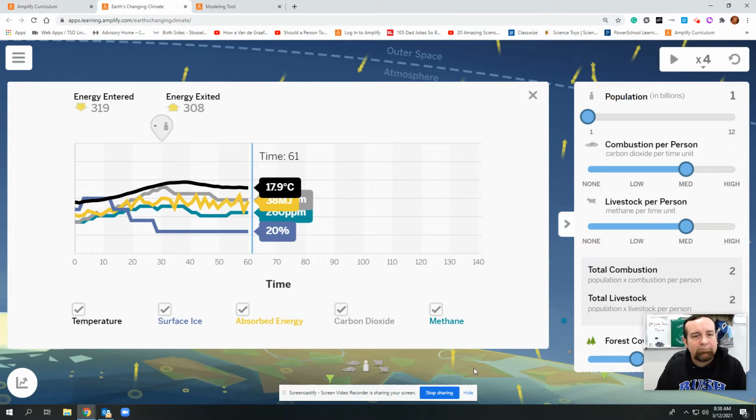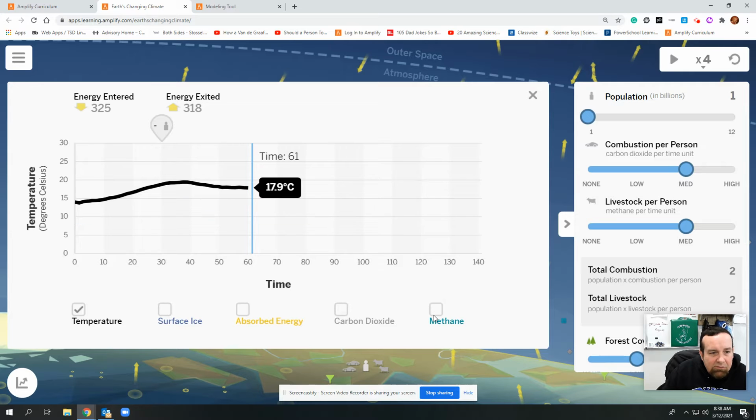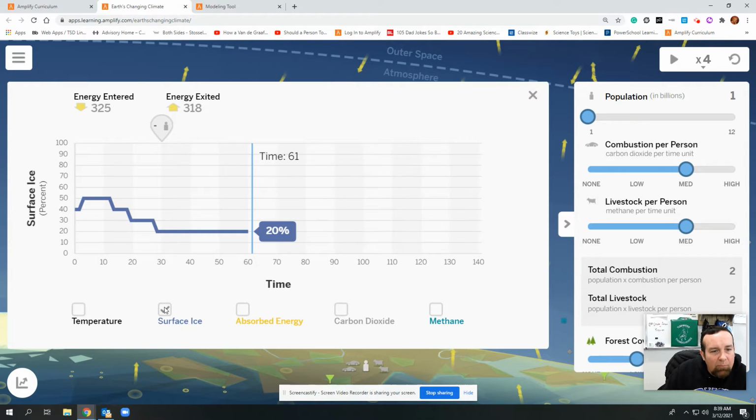And here we are. So let's see what we have here. Well, from the 30, it kind of peaked after that, and then it started to trend down, so maybe the temperature started to go down just slightly. The other thing that happened was our surface ice that had been decreasing became steady.